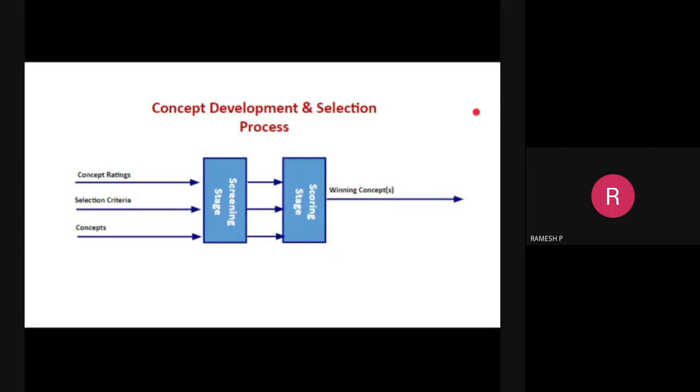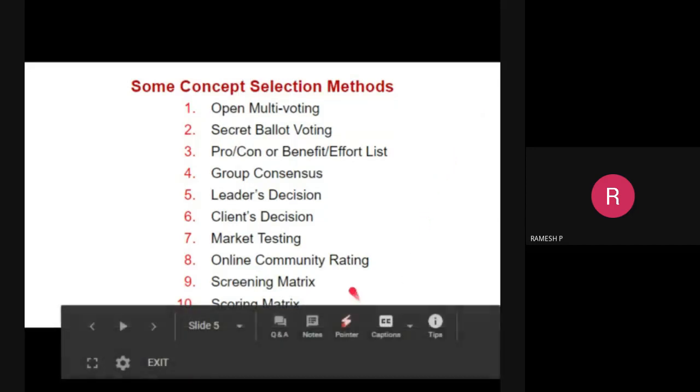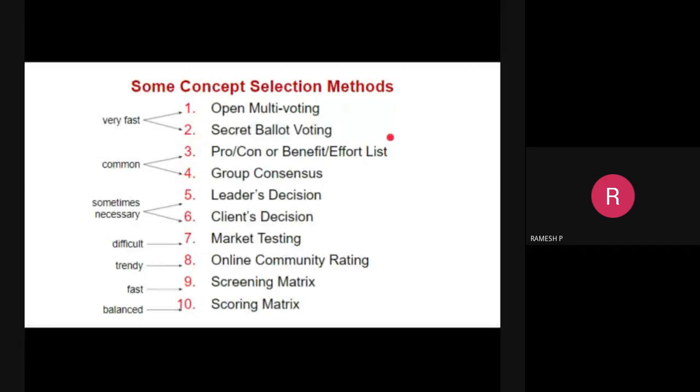Okay. So we will have some concept selection methods. We are going to do screening and scoring today, but there are other concept selection methods, and there are other reasons why we want to use and why we don't want to use them. To provide a glimpse of each concept selection method quickly, the first one is multi-voting, open multi-voting.